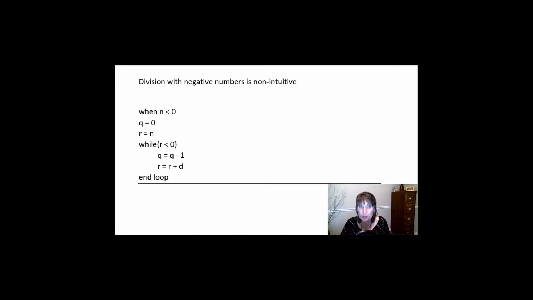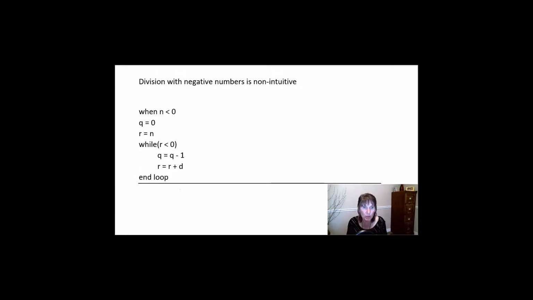Now the steps to compute division are a little bit different when we're working with negative numbers. And just as a warning, division with negative numbers is non-intuitive. It's very likely that for many of the integer division problems, you'll be able to do them in your head, and they'll make sense and it'll go very easy. With negative numbers, I caution you to really pay attention because it's less intuitive and easier to make mistakes.